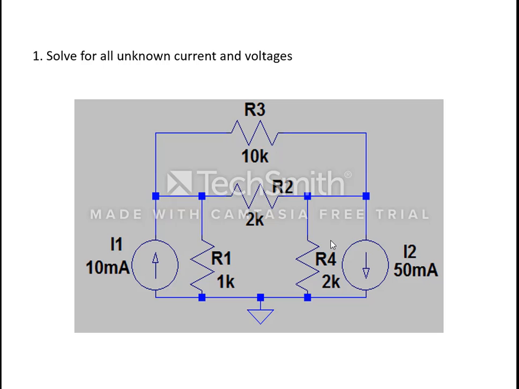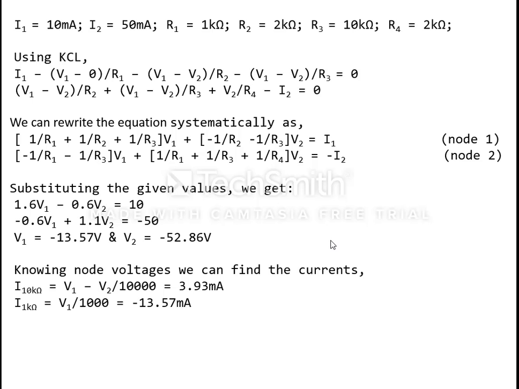So coming to the first question, solve for all unknown currents and voltages. In this circuit we have two current sources and four resistors, and it's grounded. As the question has given, I1 is equal to 10 mA, I2 is equal to 50 mA, and R1 is equal to 1 kilohm, R2 is equal to 2 kilohm, R3 is 10 kilohm, R4 is equal to 2 kilohm.